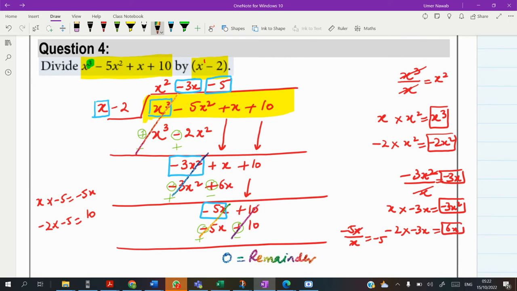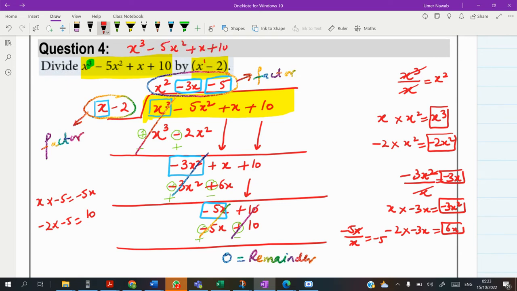0. If the remainder is 0, we say that x minus 2 is a factor, and this is also a factor. How? You can write x cubed minus 5x squared plus x plus 10 equals x minus 2 times the quotient, which is x squared minus 3x minus 5.